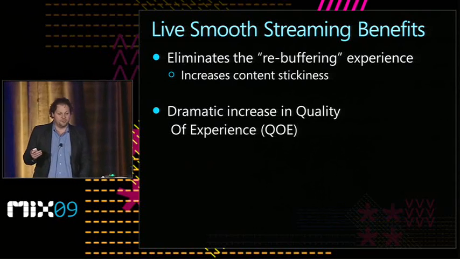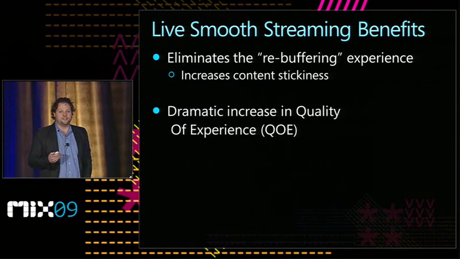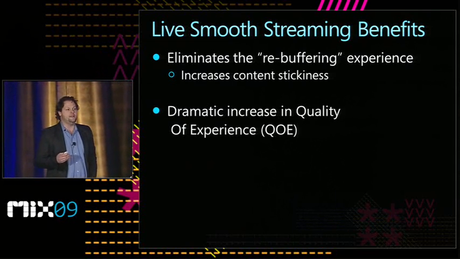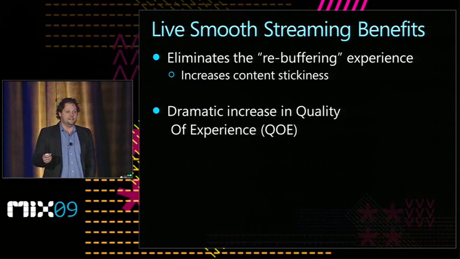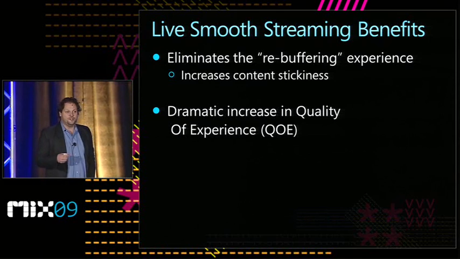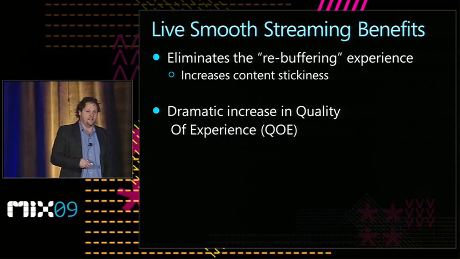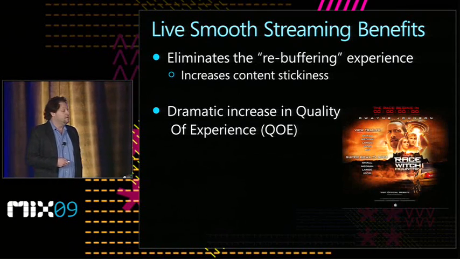The other thing I mentioned was you get this dramatic increase in quality of experience. The user's always getting the instantaneous, in John's language from earlier, the instantaneous best fragment. So before he showed you going from 300K to 700K up to 2.5 megabits per second. That changes on a variable basis, and it changes every few seconds.